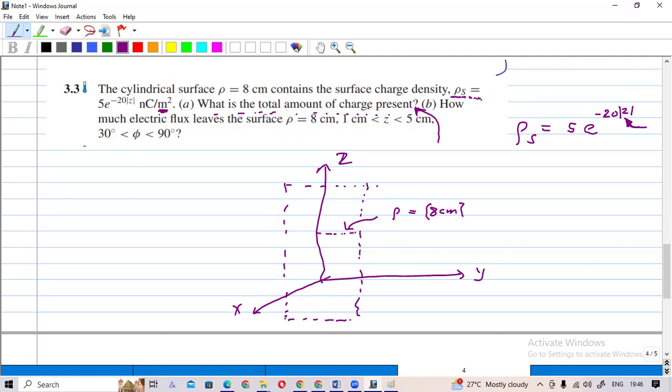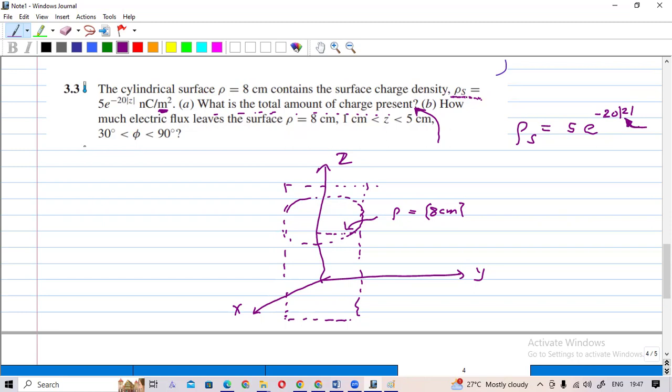So that is the cylindrical surface. It is a surface in a cylinder. You need to find the amount of charge present in this surface. The surface charge density is given.